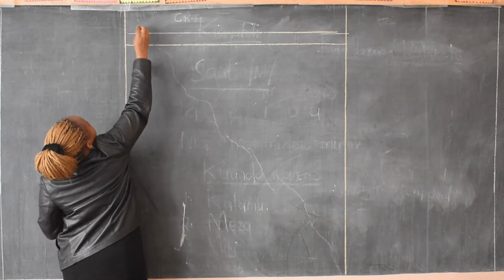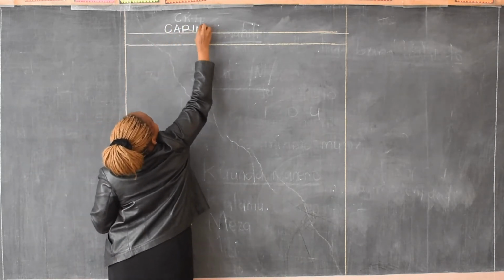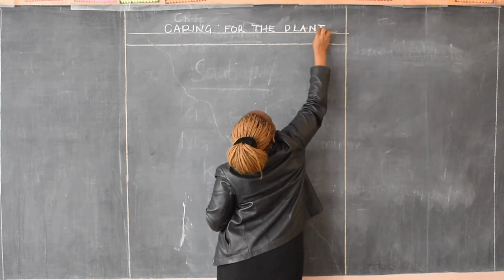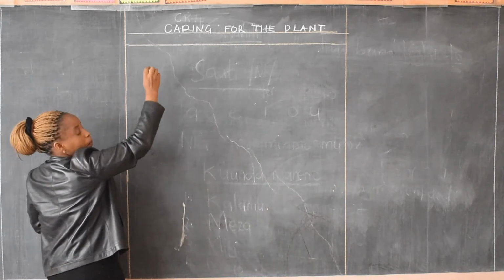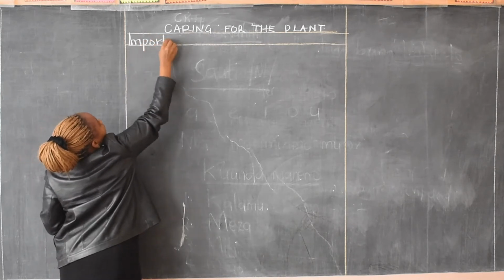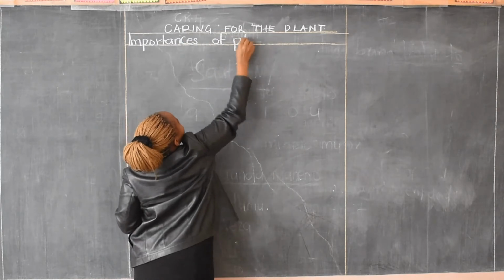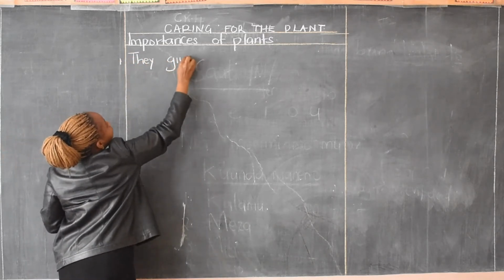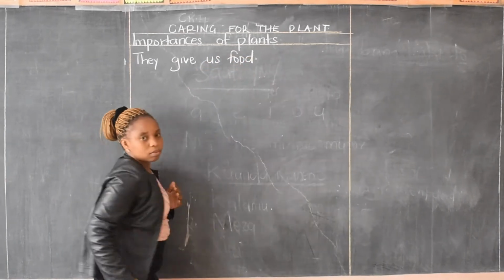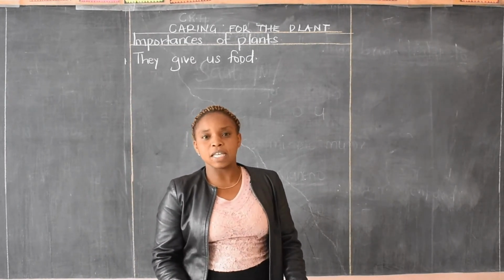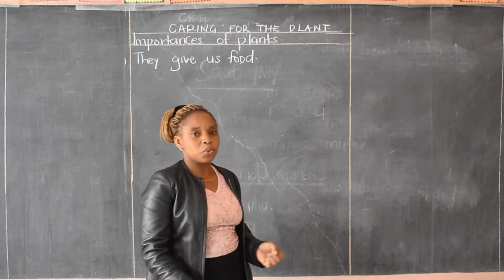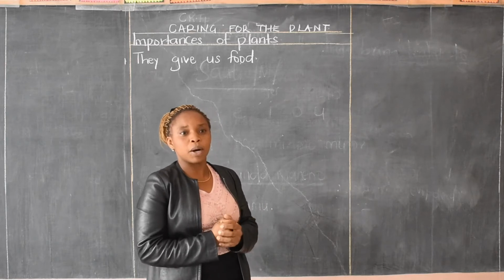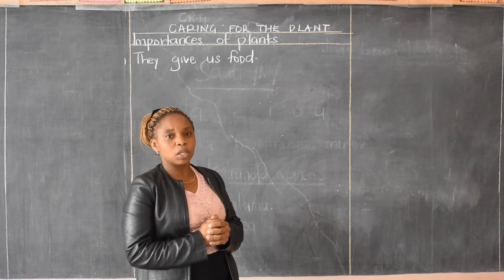So I'm basically going to write here, caring for the plants. We've said that we are first going to discuss importances of plants. And we've said, number one, they give us food. We've said that we can't do without food. We take food in the morning, during the lunchtime, and also in the evening. So that's what we were talking about, and I'm very happy that you're able to identify that.